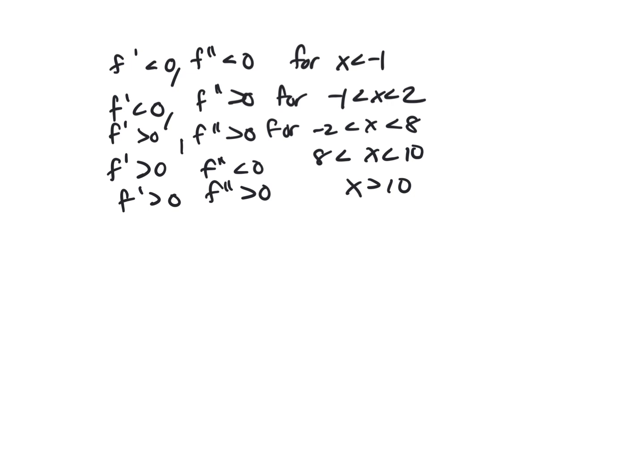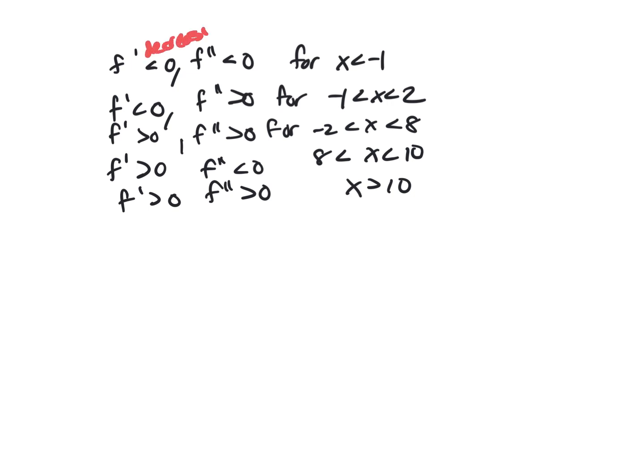I'm looking at this problem number 1 here, that you want to think about. What does the sign of the first derivative mean, and what does the sign of the second derivative mean? So when the first derivative is negative, it means that the graph is decreasing.